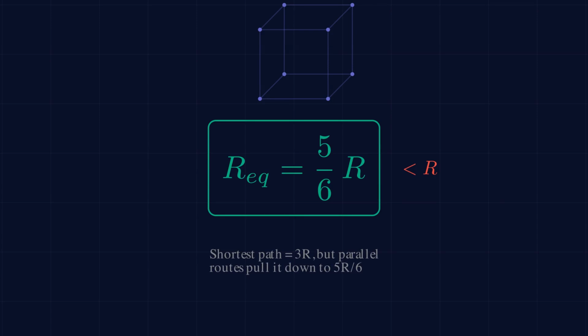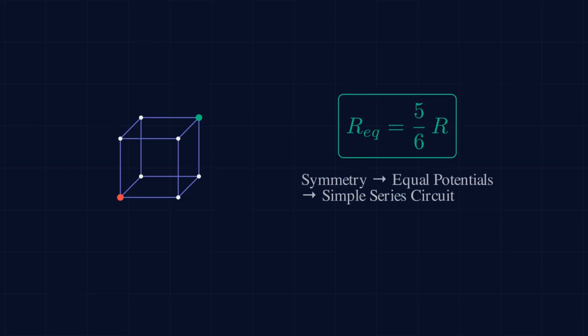So the key was symmetry. Equal distances from the source mean equal voltages, which collapses a 3D maze into a simple series circuit. Electrical engineers use this same symmetry trick when designing chip interconnects and power distribution networks.